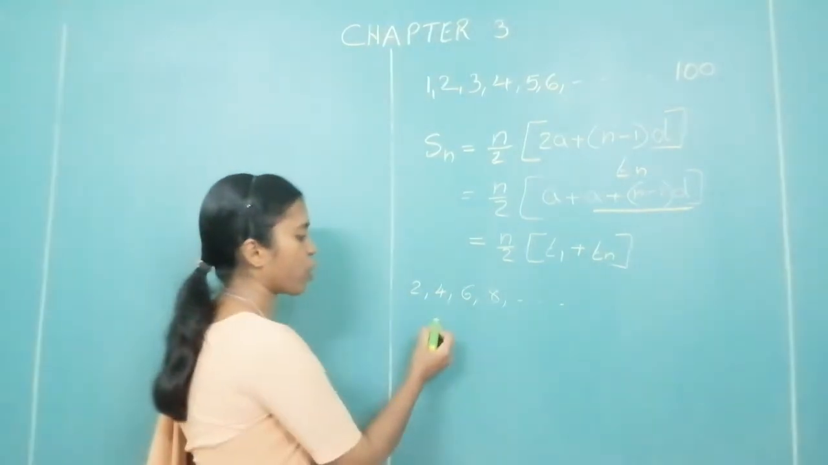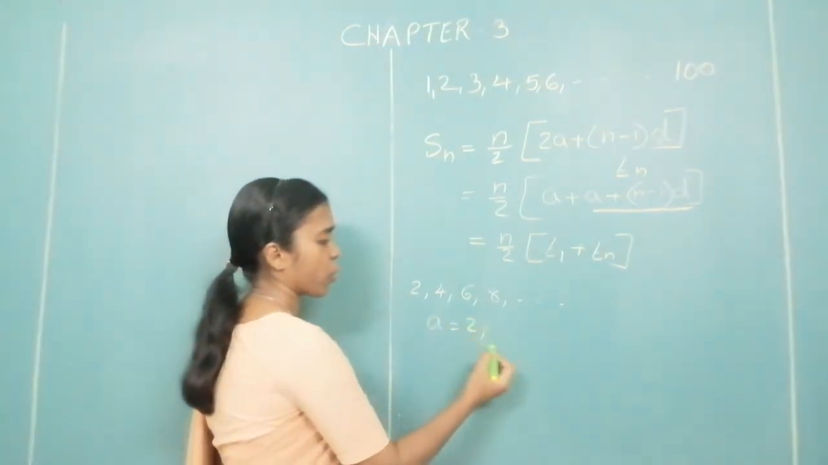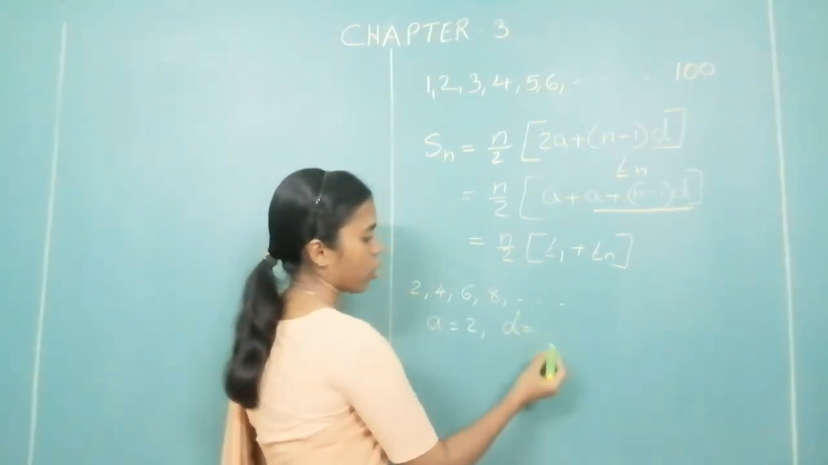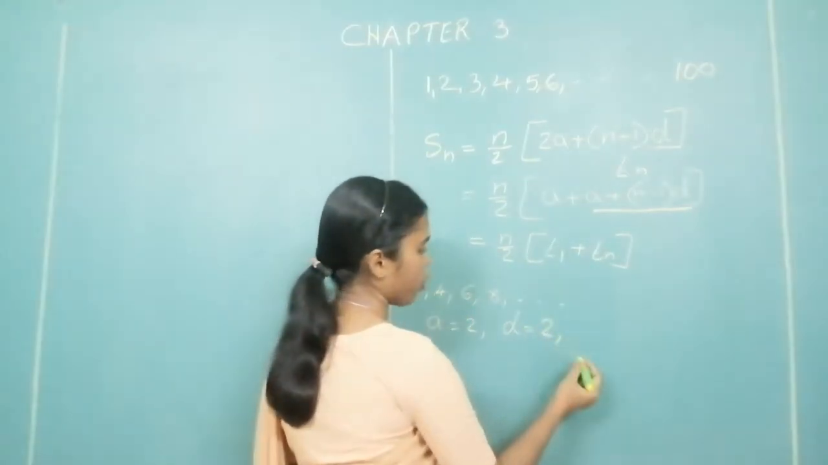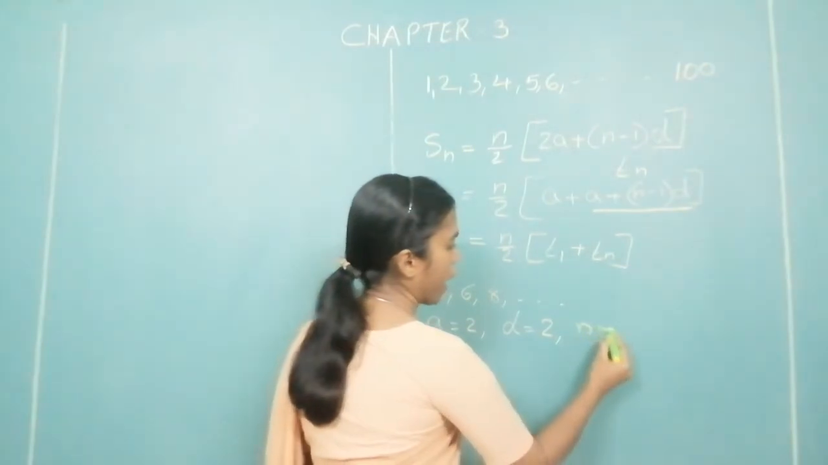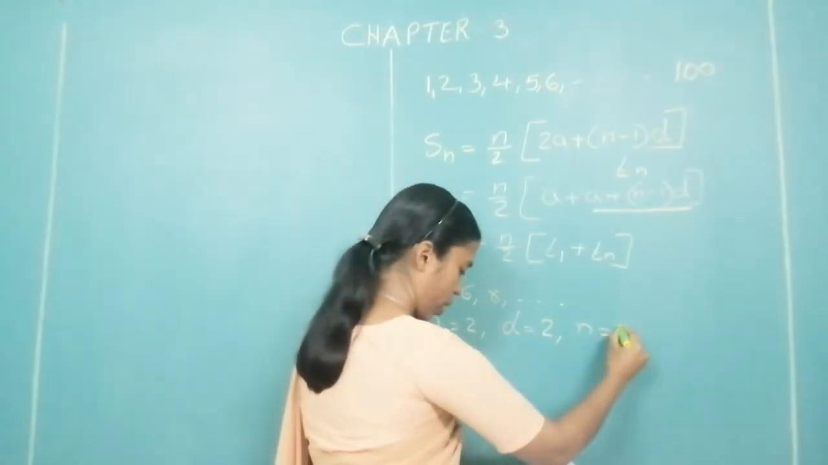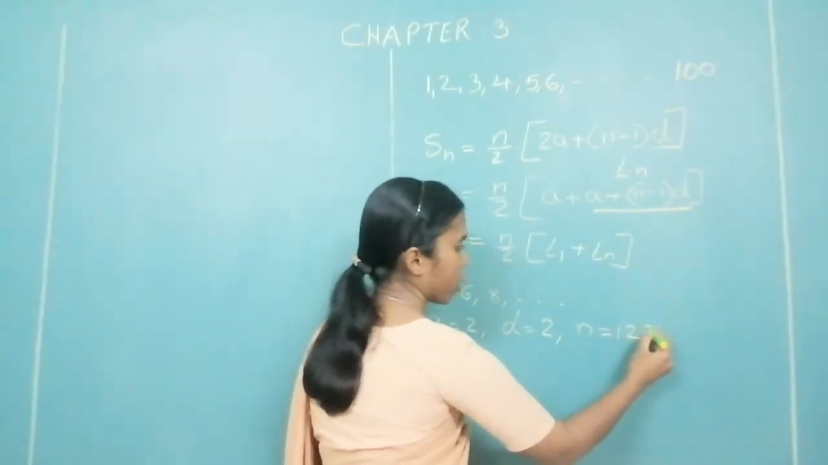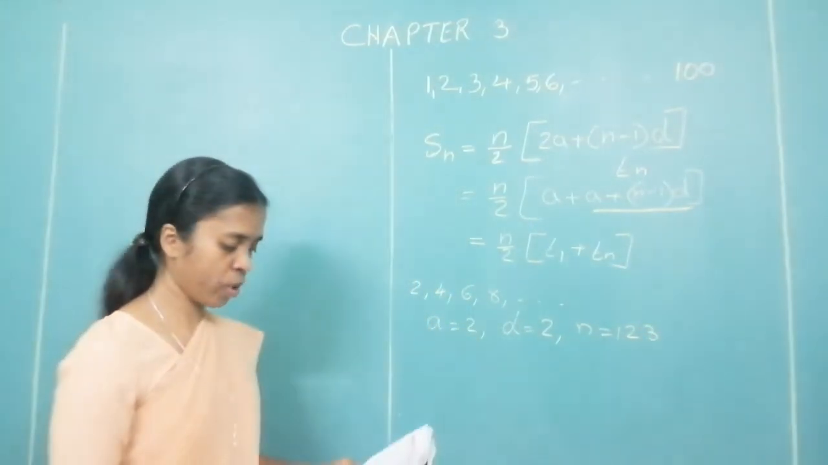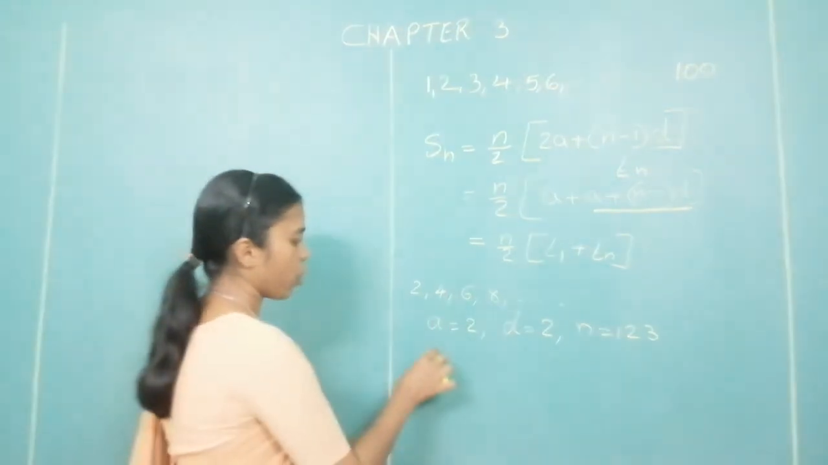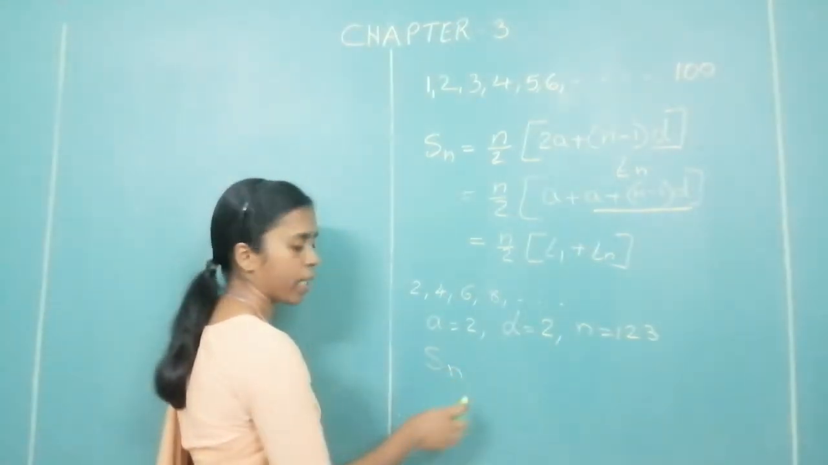Okay. Then what is given to you? a is equal to 2. d is equal to T2 minus T1, that is 4 minus 2 is equal to 2, and n is equal to, what is your n? 123. What are you supposed to find out? Sum of. So Sn. Do you know n? No. So you write Sn as it is.